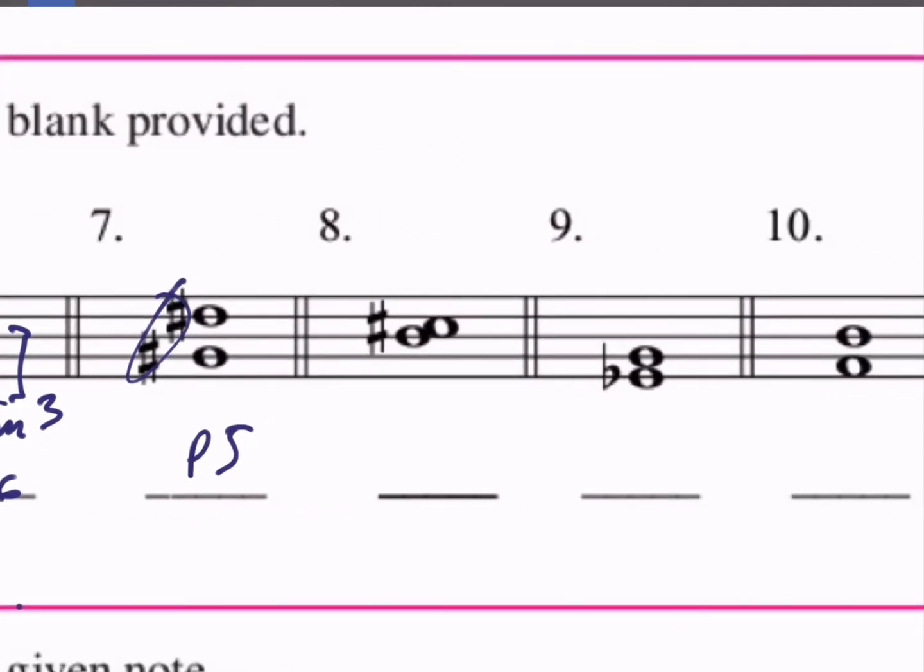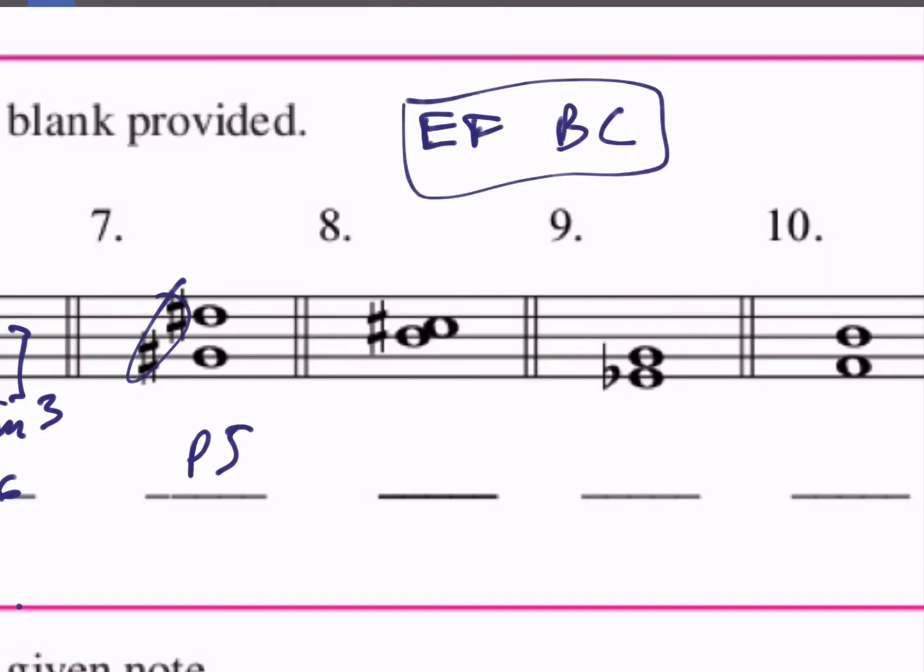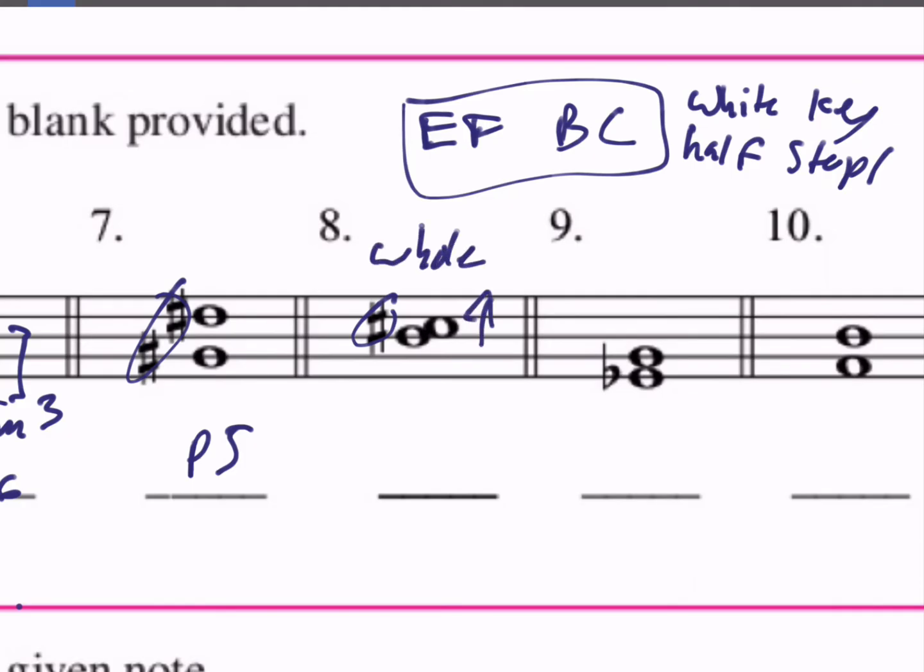This one I can see it's right next to each other. Normally from E to F and B to C, those are white key half steps. So B to C would be a half step, or just a minor second. Since the C has a sharp on it though, it lifts it up one more and makes it a whole step, or a major second.